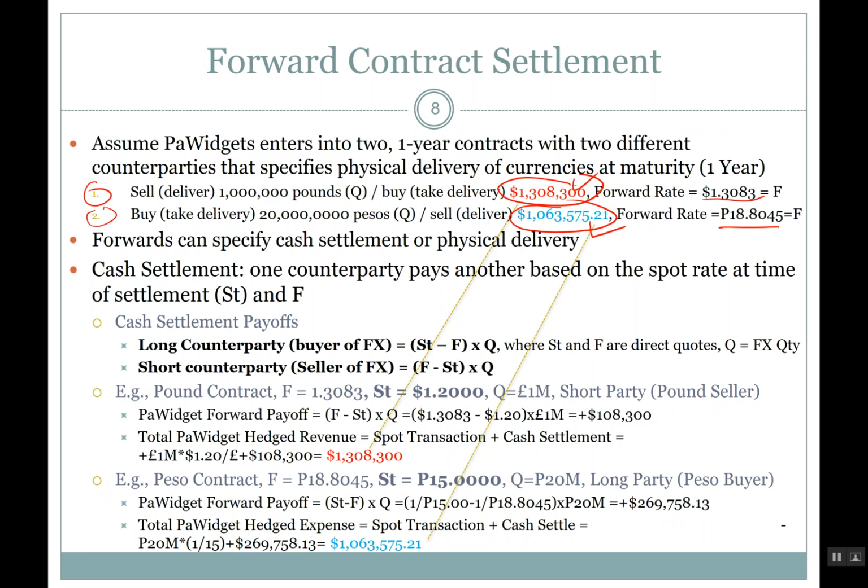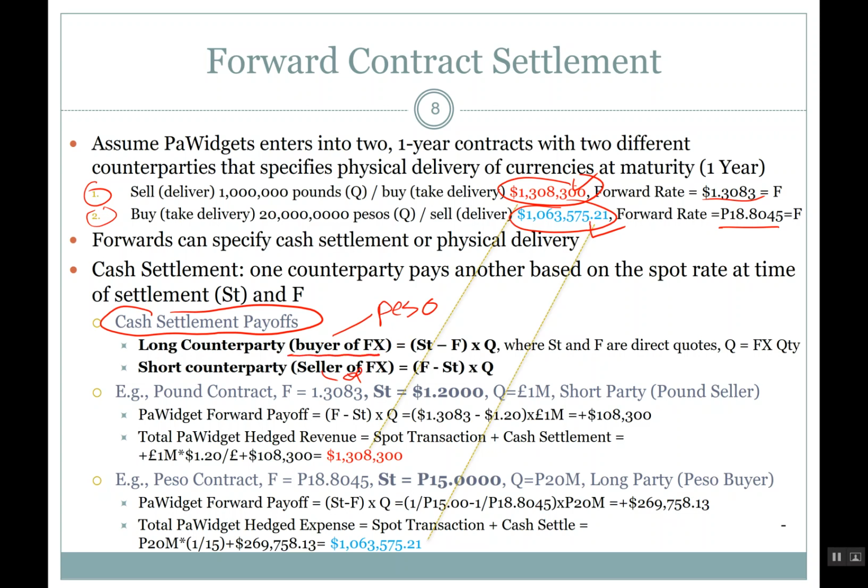However, some contracts are called cash settle. What cash settle means is you don't both exchange the currencies. You just figure out who won and who lost, and one party sends a check to the other based on that. So here's what that would look like if this were a cash settlement contract. In this case, on my PA widget, what currency are they buying? Buying pesos, and they're selling pounds.